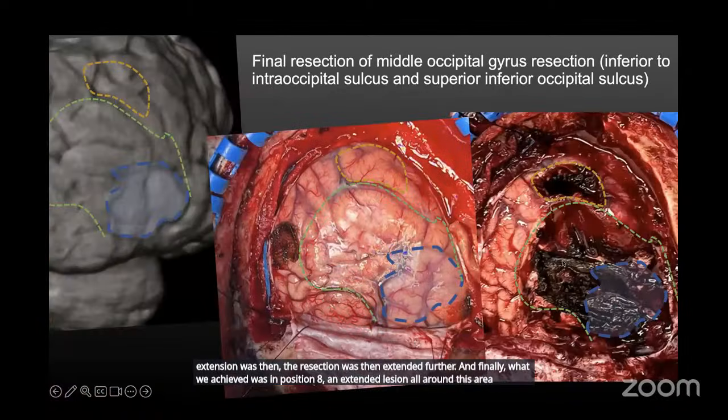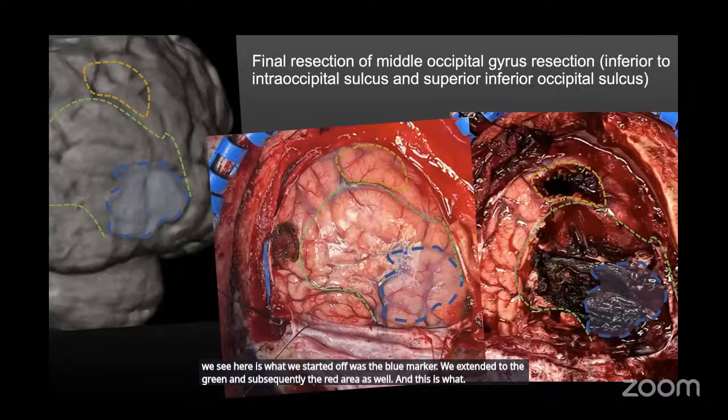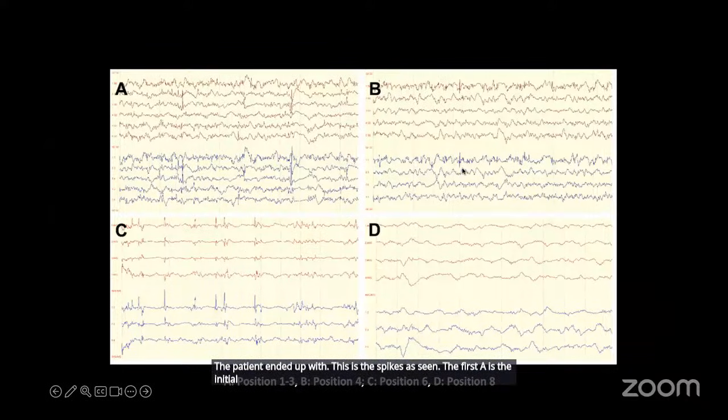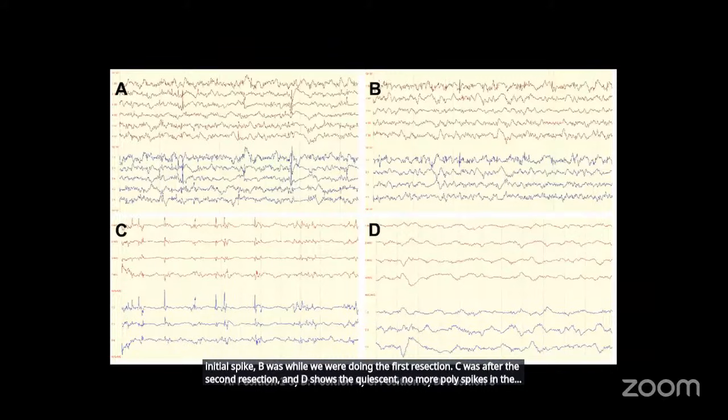So what we see here is that we started off with the blue marker. We extended to the green and subsequently the red area as well. And this is what the patient ended up with. This is the spikes as seen. The first, A, is the initial spike. B was before, while we were doing the first resection. C was after the second resection. And D shows the quiescent, no more polyspikes in the final position 8.